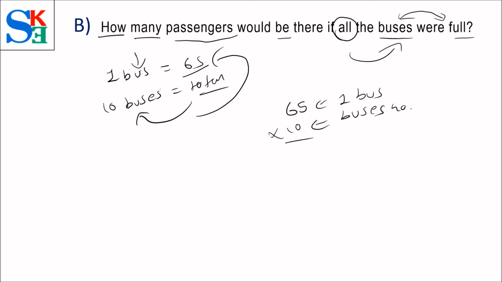Okay, so I hope you understood what I did here. So what are we going to have? We are going to have 650. So that is our answer. Yes, that's it. 650.